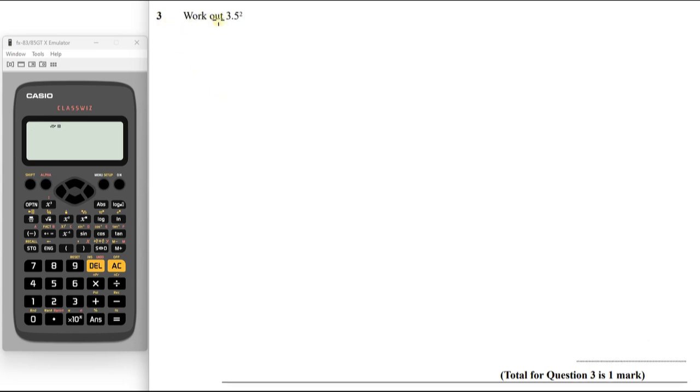Question 3, work out 3.5 squared. So for this one, we can use our calculator. Let's just type in 3.5 and then the squared button is up here. Press equals. Now we get our answer as a fraction, but you can see the question wants it as a decimal. So if we press this S-D button, it gives us the answer as a decimal, which is what they want. So my answer is just going to be 12.25. No working out for this one on the screen because we're just typing this into the calculator.